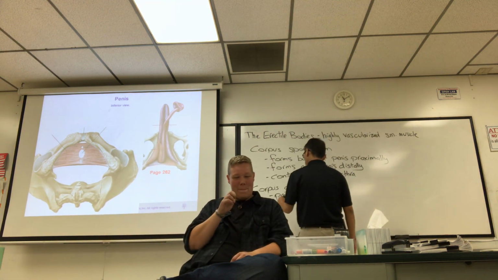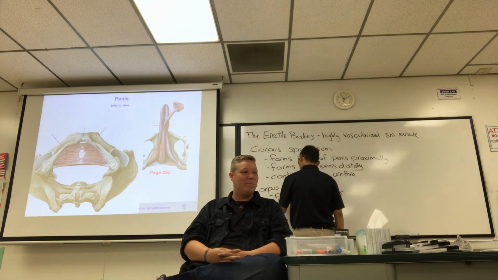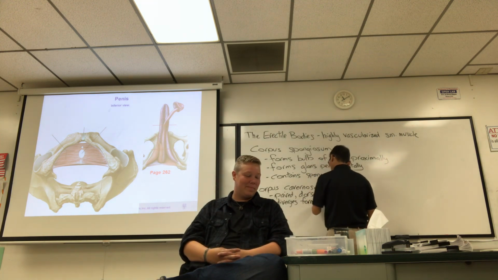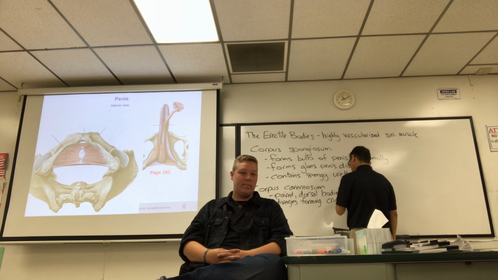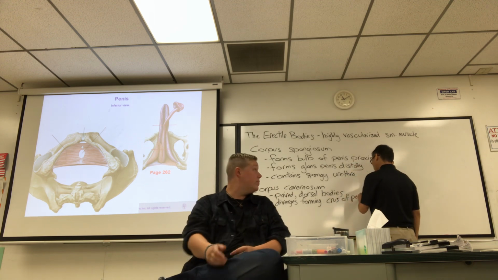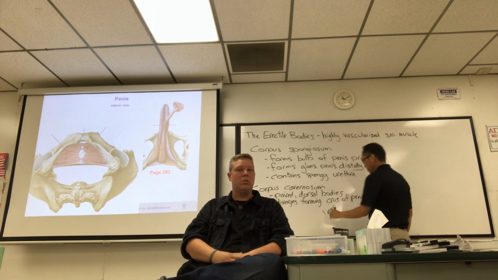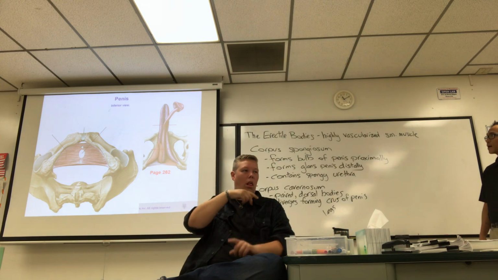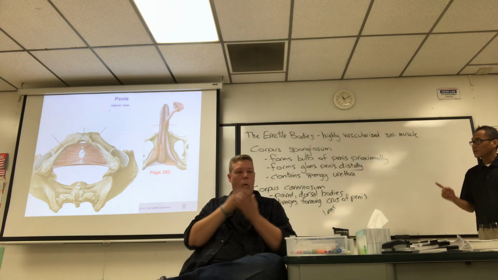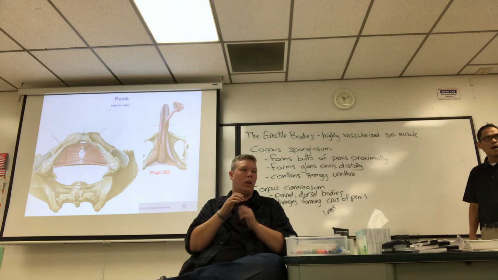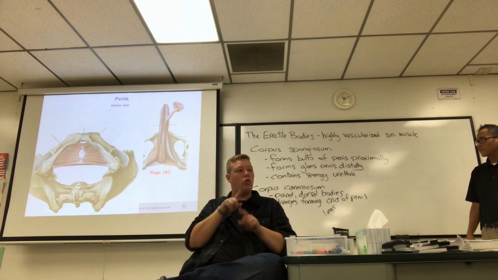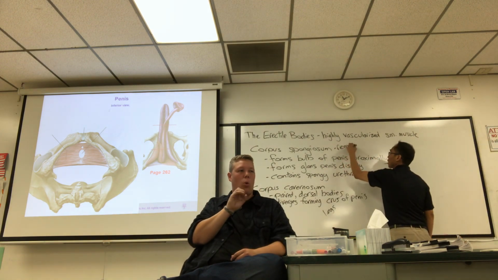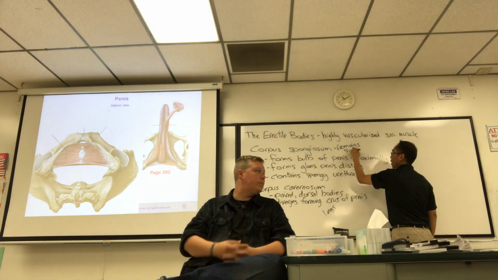So I'll put diverges, forming crus of penis. Now, crus means legs, the little legs of the penis. During an erection, both erectile bodies become engorged with blood. The corpus spongiosum remains soft during erection. It's the corpus cavernosum that becomes hardened. Remains soft, hardens.